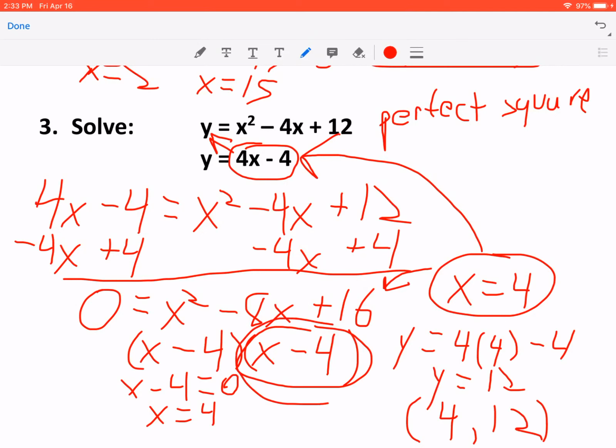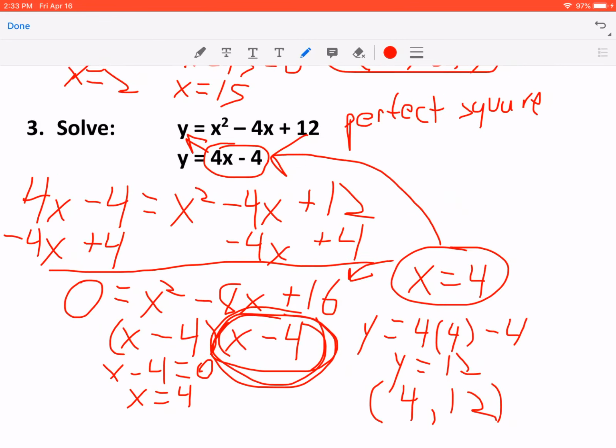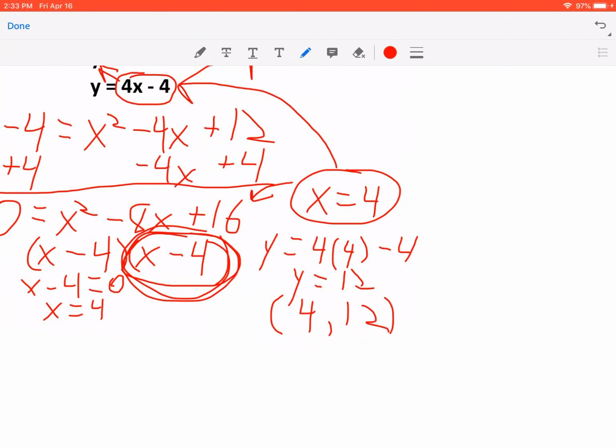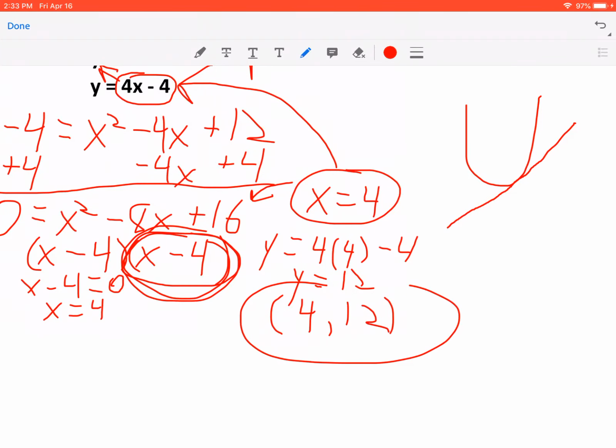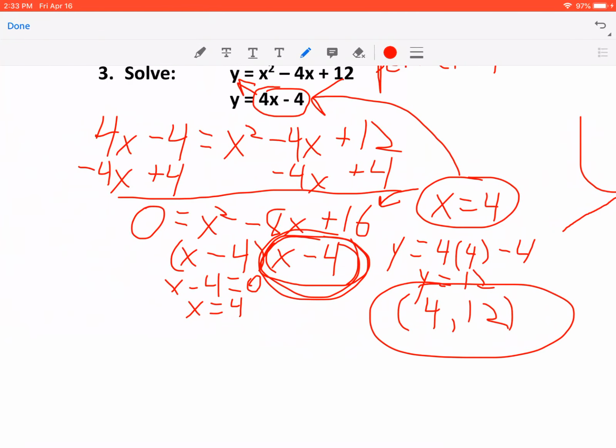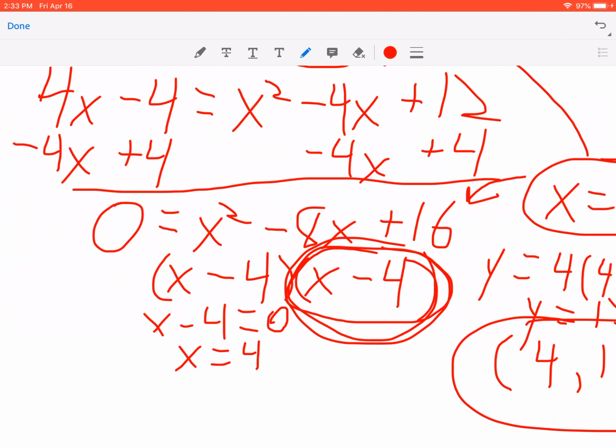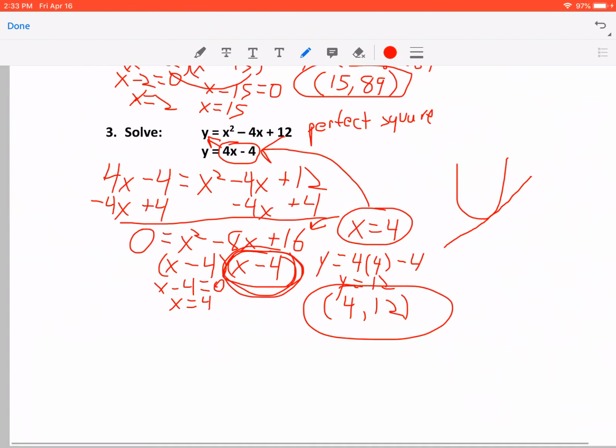Because if you solve this one here, you get 4 again, and you get the exact same answer. So what this means is if you graph this one, probably would only hit it one time, like that right there. So there's only one solution to this one. Anytime you have a perfect square, you're only going to get one solution because you're going to see the same number twice. Okay? All right, same thing.